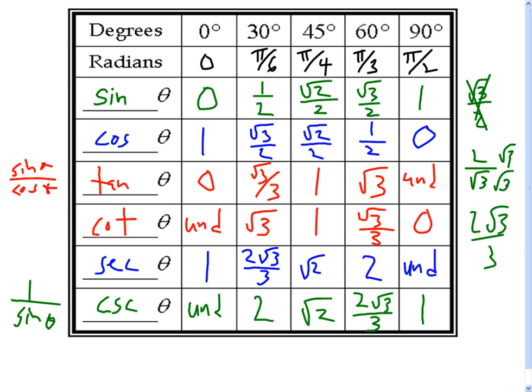We built the entire table from sine. So if you are going to memorize anything on this table, just memorize the sine values. If you know your trig function relationships, you can build every other value in this table just from knowing sine.